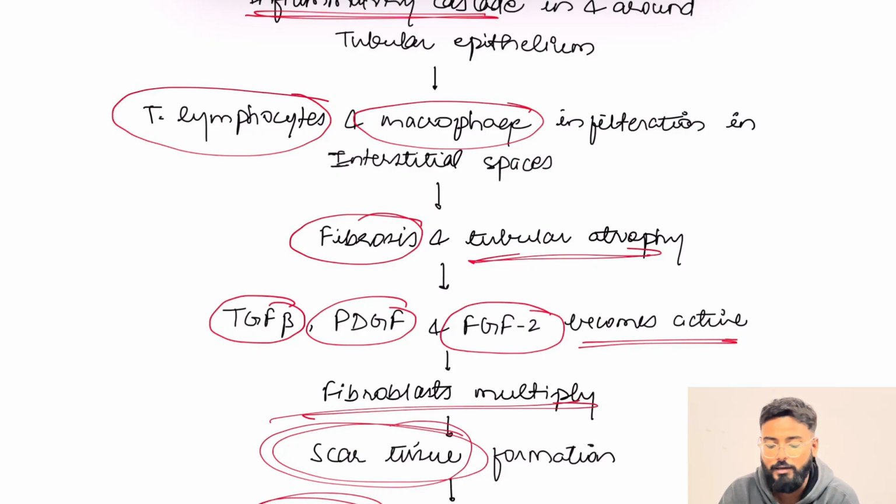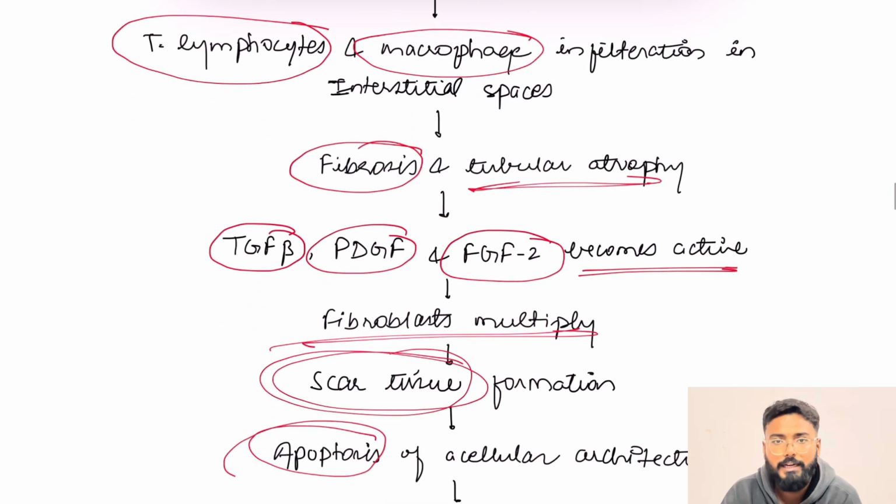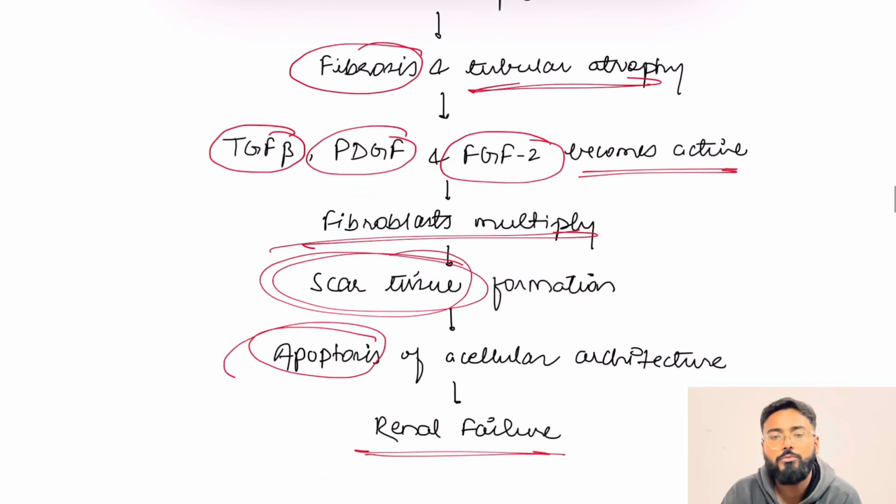Now whenever the tubules get atrophied, see, TGF beta and PDGF are only for growth. When the tubules are atrophied, they want some kind of growth so that they can make the tubules normal again. But in turn, it ends up activating fibroblasts, which form scar tissue. And now there are no viable nephrons, no working tubules, and that is how, over the long term, this is going to cause renal failure.